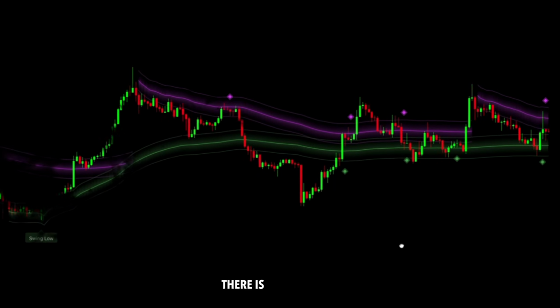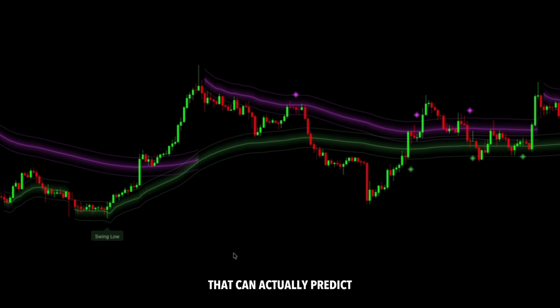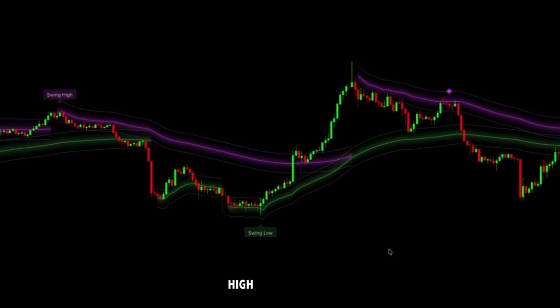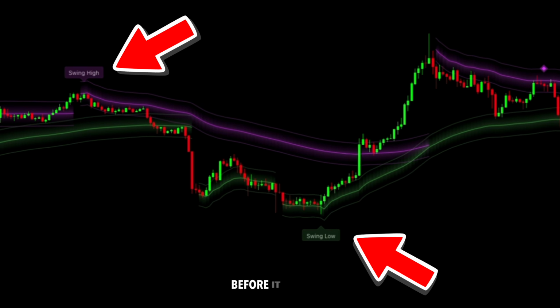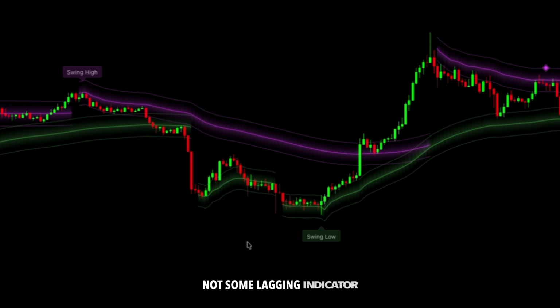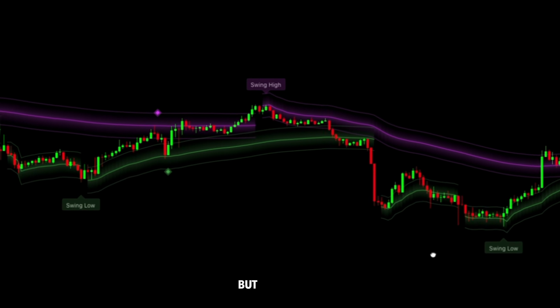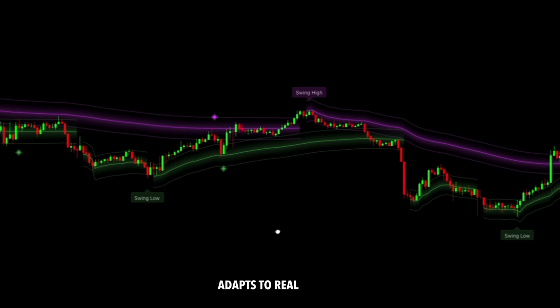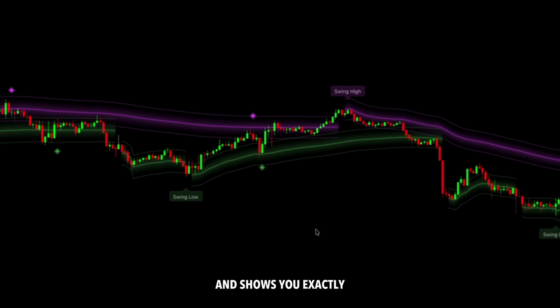What if I told you there is an indicator that can actually predict where the next swing high or swing low will form before it happens? Not some lagging indicator that repaints after the fact, but a tool that adapts to real market structure and shows you exactly where price is likely to react.